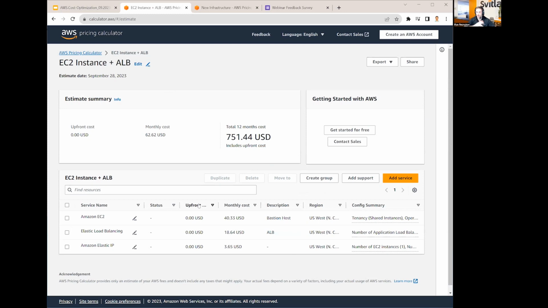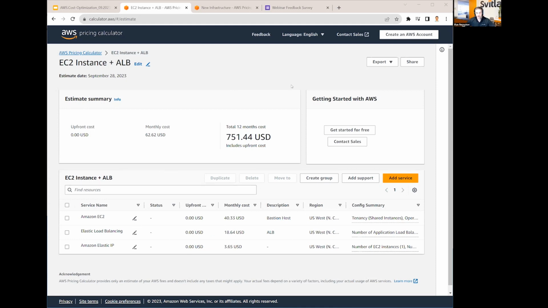So this is how it looks. After you add all required services, you will see an estimate summary, you will see a list of added services with approximated costs, and you may export it as CSV, PDF, or JSON, and share it. Let me note that these reports are public, so they should not include any confidential information. Probably even the company name shouldn't be used.